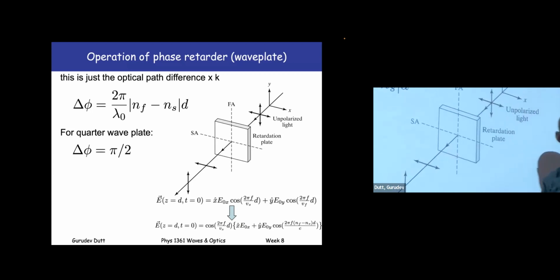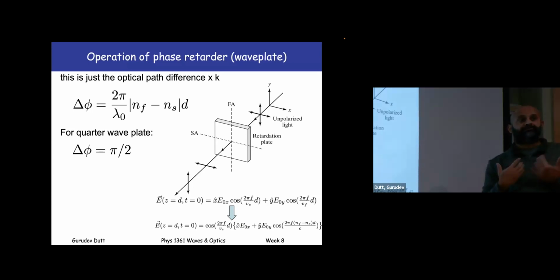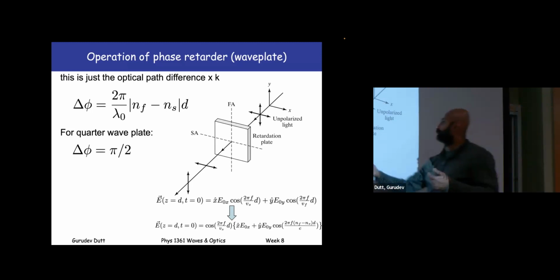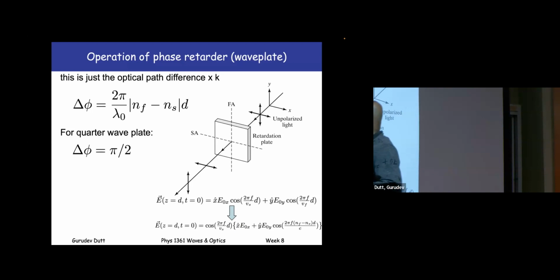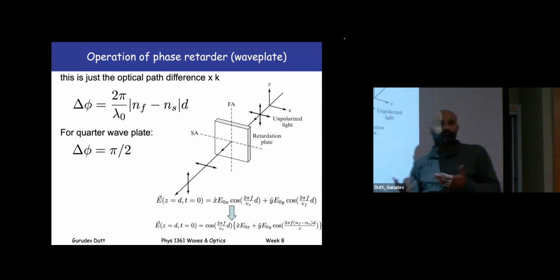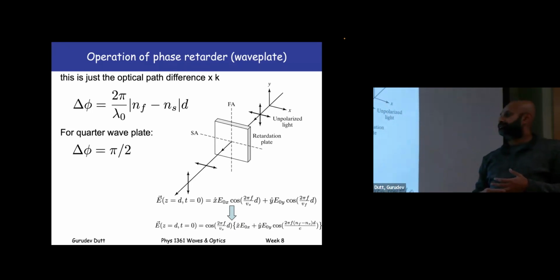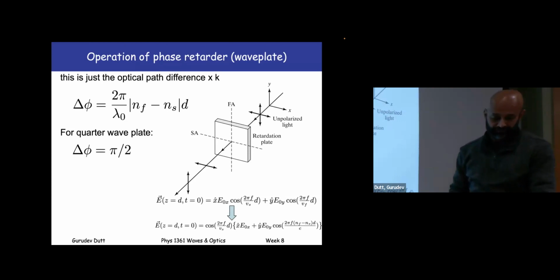And pi over 2 is special because, as we have talked about, for circularly polarized light we need a phase difference of pi over 2. So a quarter wave plate put in the path of linearly polarized light will end up giving us circularly polarized light. Because of this relationship, quarter wave means just that the optical path difference between the fast and the slow axis is lambda over 4. That gives me a phase difference of pi over 2.